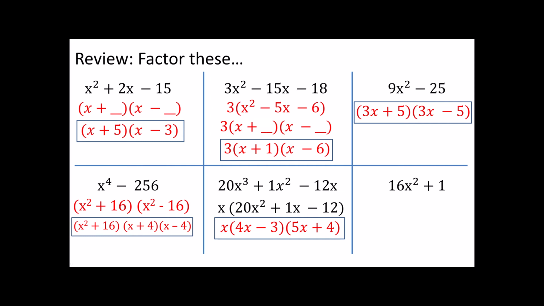Last one here, this is a binomial. Notice that it does not have a GCF. The second thing I check for is a difference of squares pattern. This is not a difference of squares, this is a sum of squares. Sum of squares is not factorable. Okay, we're going to set that aside in our brain for just a second. We're going to revisit this in just a moment.